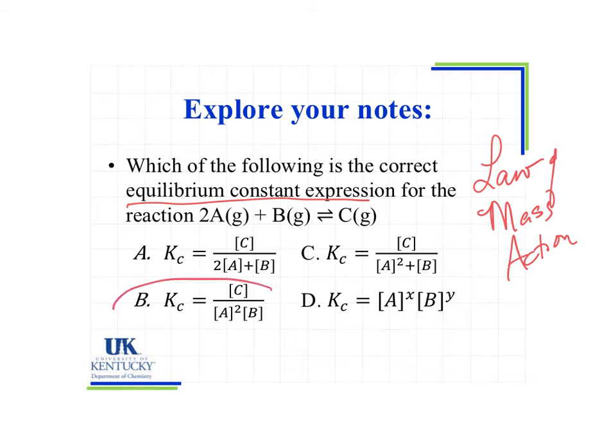Okay, so the right answer is B. It is products over reactants raised to the power of their coefficients. That plus sign doesn't get included. They are multiplied here. That's a times, not a plus. So that is the correct answer for that.